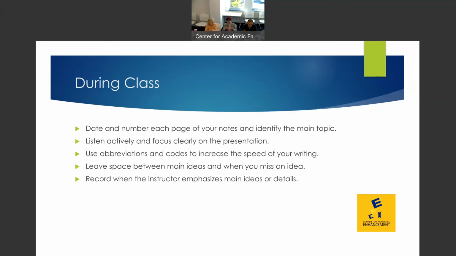All right. Leave spaces between the main ideas in case you want to add something. If you think that there's something that you missed for some reason in class, leave a space so that you can ask somebody else.